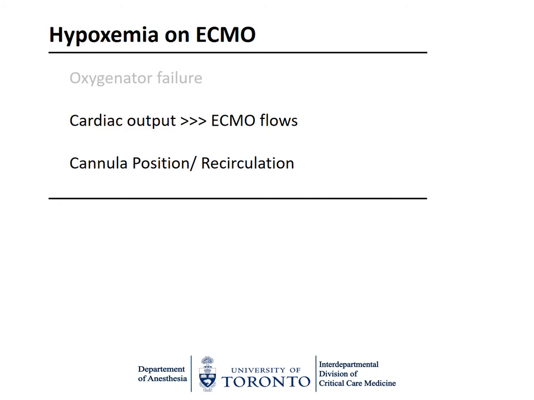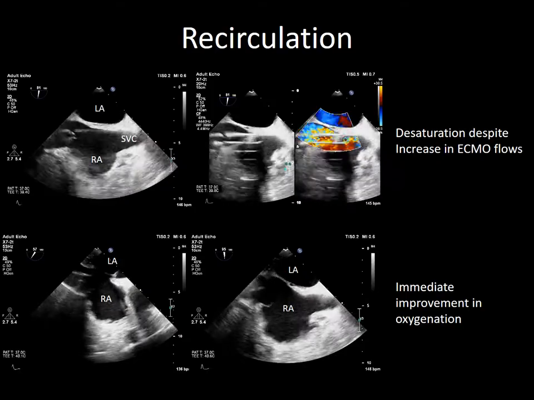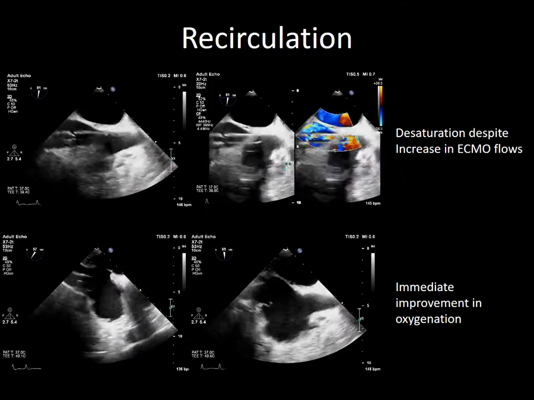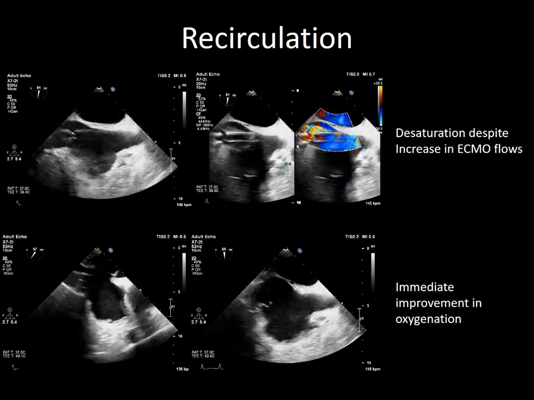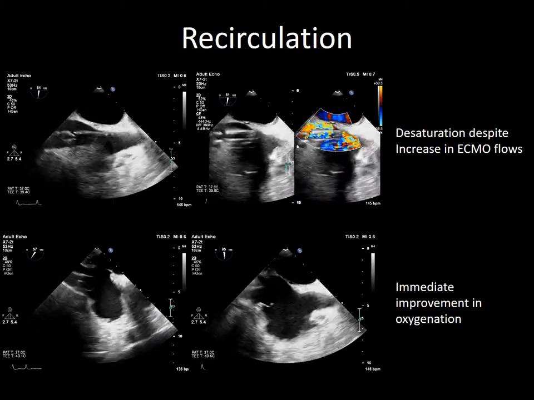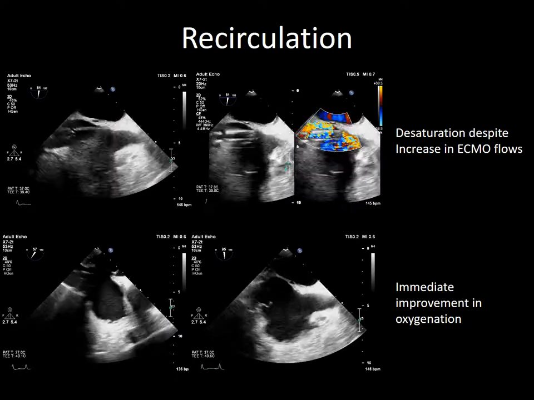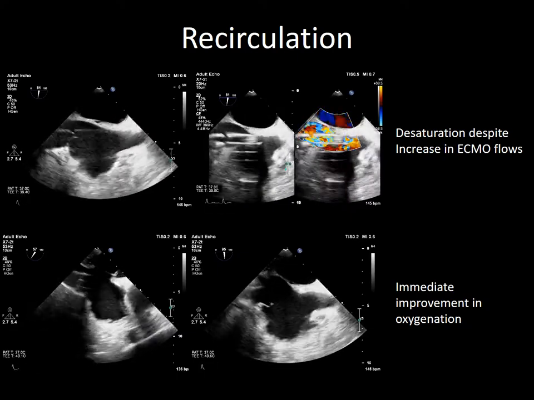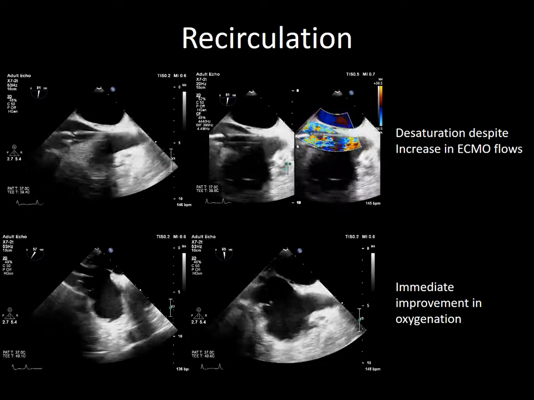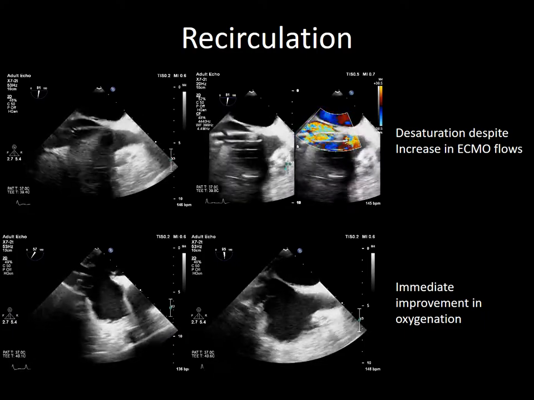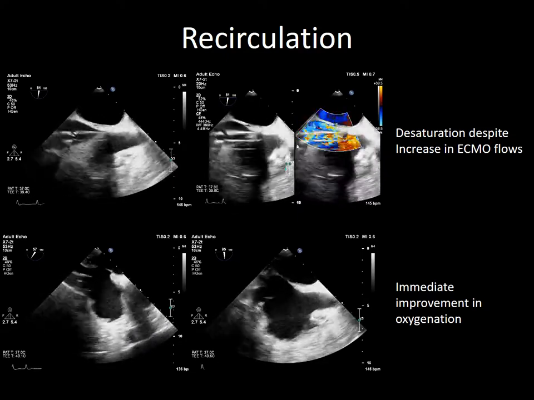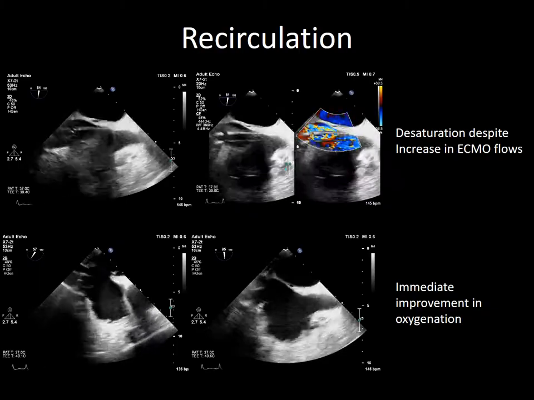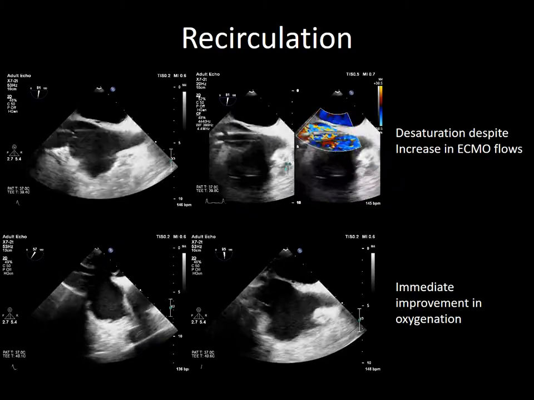And it can be a problem of position of the cannula and recirculation. Recirculation is the fact that the blood that you just reinjected is immediately being drained by the drainage cannula, and that can be because the cannulas are too close to each other. It could also be a direction problem, but you may have to readjust the position of the cannula. In this patient, the cannulas were really close, so we had to pull the drainage cannula back a little bit, and that was followed by a significant improvement in oxygenation.